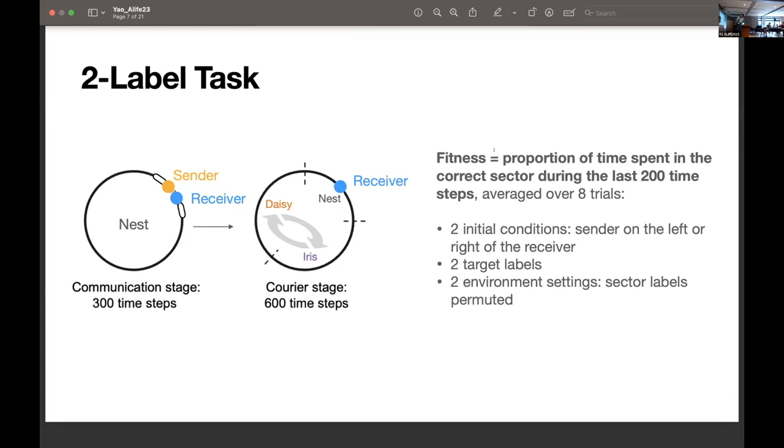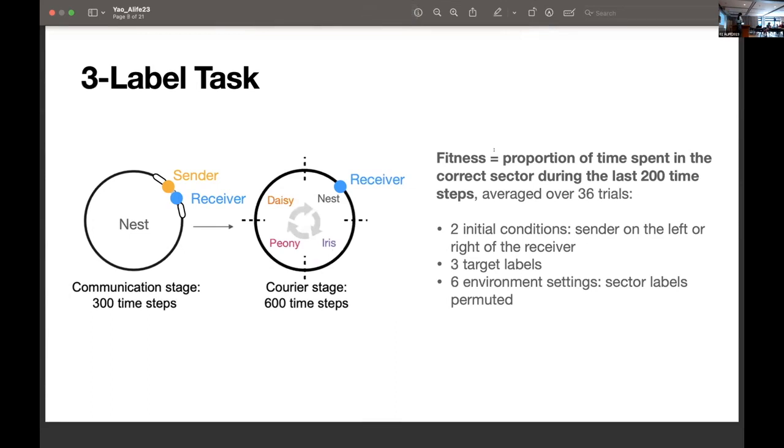The agents are evaluated based on the proportion of time the receiver spends in the correct sector during the last 200 time steps, and we have several trials to evaluate this fitness. We also, in these several trials, permute the labels of the sectors so that the receiver is forced to perceive the environment instead of just following a designated behavior that it receives from the communication. So it has to know something about the environment before it can complete the task.